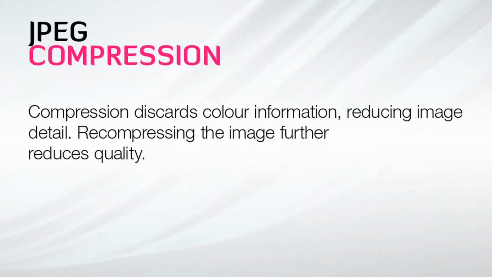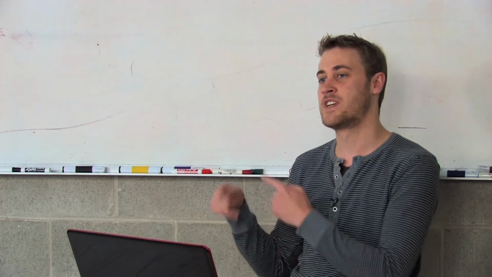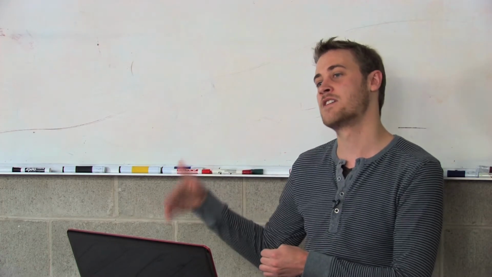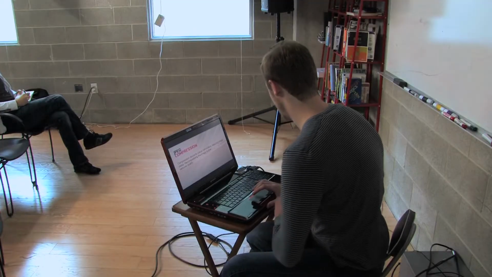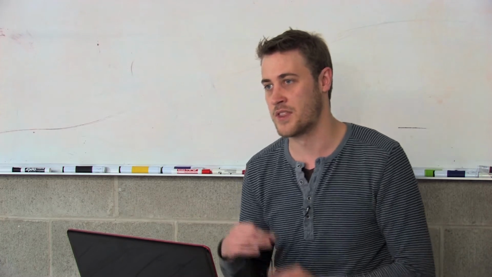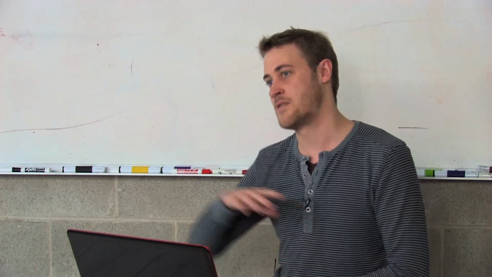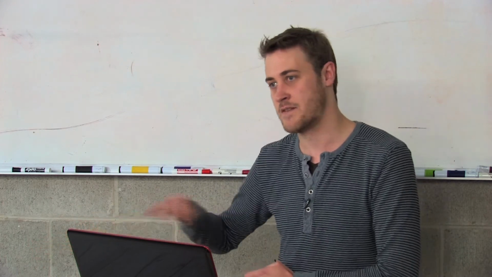So let's start with JPEG compression. This form of compression discards color information, and it reduces the image detail. Every time you resave the image, it's recompressing, so it's going to lose quality each time you save it. So that's something you can keep note of. If you're going to be working with a JPEG, it's best to start with a bitmap, because a bitmap is lossless and it's full color. And then when you're saving your final image, save it to JPEG.